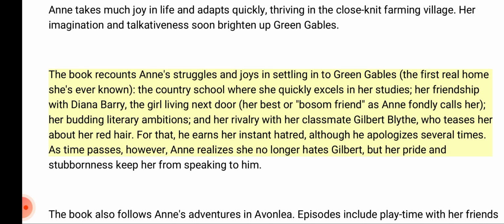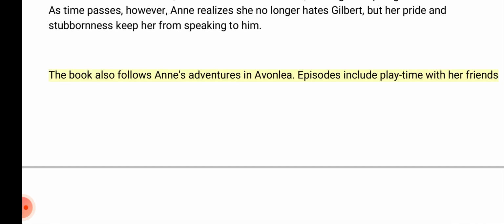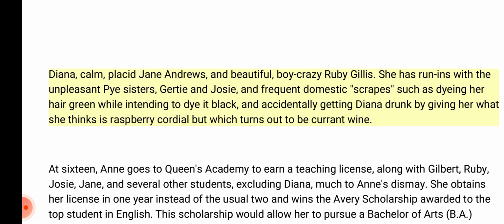As time passes, however, Anne realizes she no longer hates Gilbert, but her pride and stubbornness keep her from speaking to him. The book also follows Anne's adventures in Avonlea. Episodes include playtime with her friends Diana, calm, placid Jane Andrews, and beautiful, boy-crazy Ruby Gillis. She has run-ins with the unpleasant Pye sisters, Gertie and Josie, and frequent domestic scrapes, such as dyeing her hair green while intending to dye it black, and accidentally getting Diana drunk by giving her what she thinks is raspberry cordial but which turns out to be currant wine.